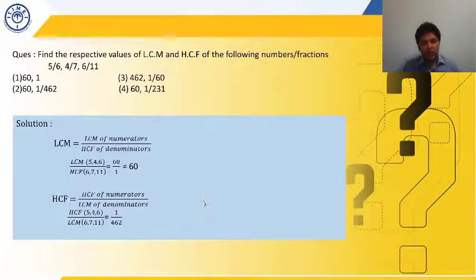So in case of LCM, we will take the LCM of all numerators of all the fractions divided by the HCF of denominators of all the fractions. And in case of HCF, we will take the HCF of all the numerators divided by the LCM of all the denominators. I hope it is clear to all of you.